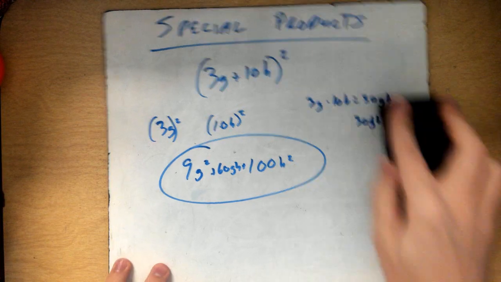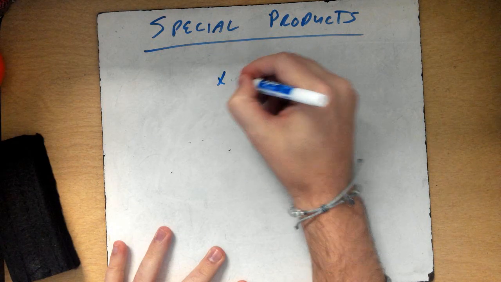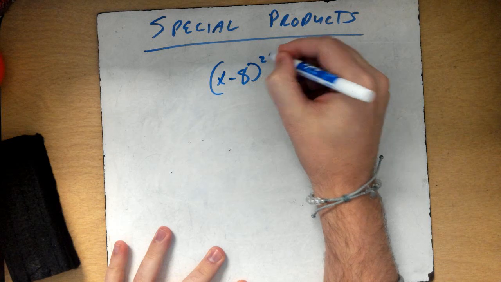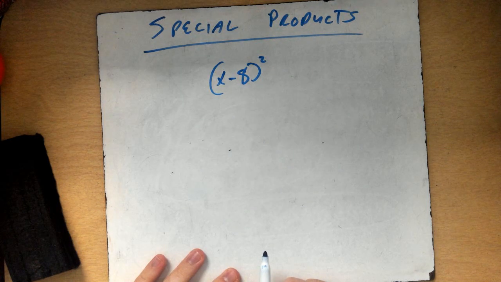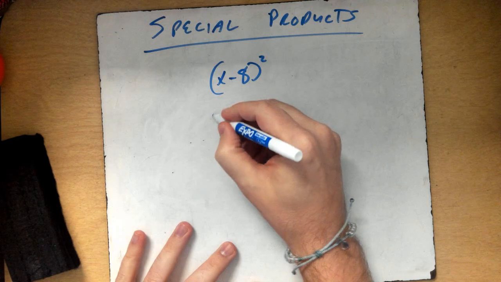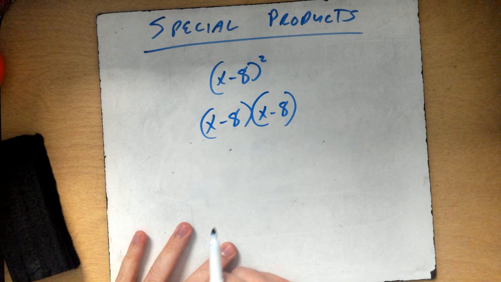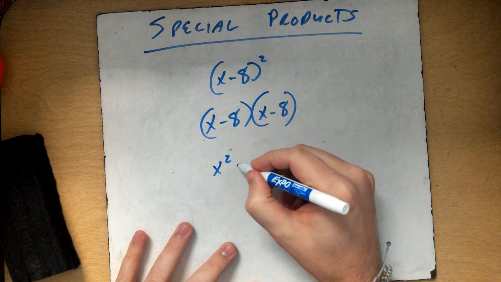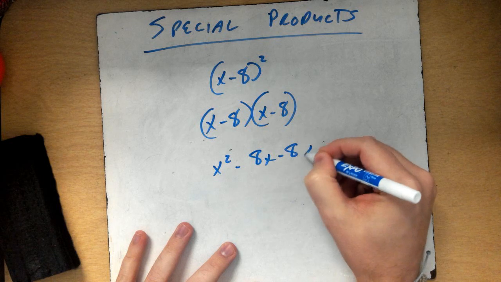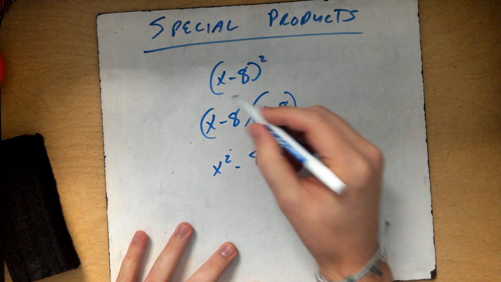Now what if we have a subtraction in the middle, okay? Well, it's the same thing. It's just going to be a minus sign. So, for example, let's say we have this: x minus 8 squared, okay? So same thing, but it's minus, okay? So once again, pull it out. x minus 8, x minus 8. Same thing, right? x squared minus 8x minus 8x plus 64, right?